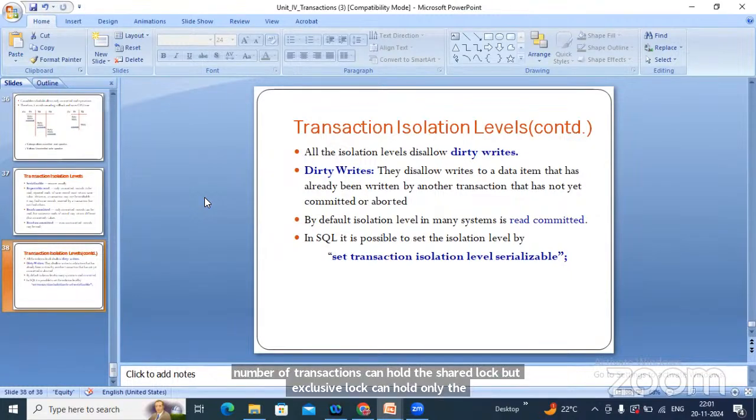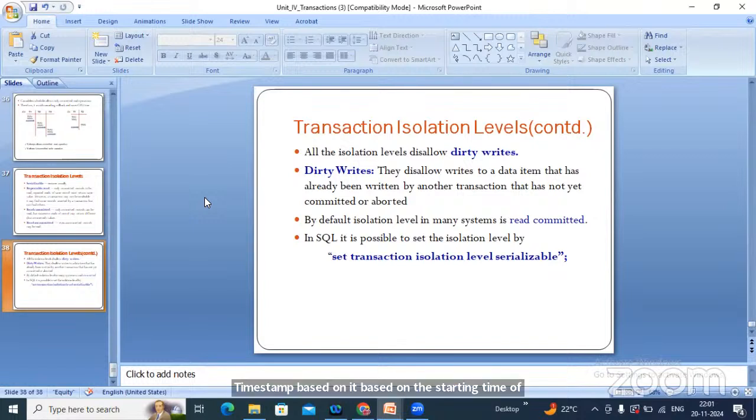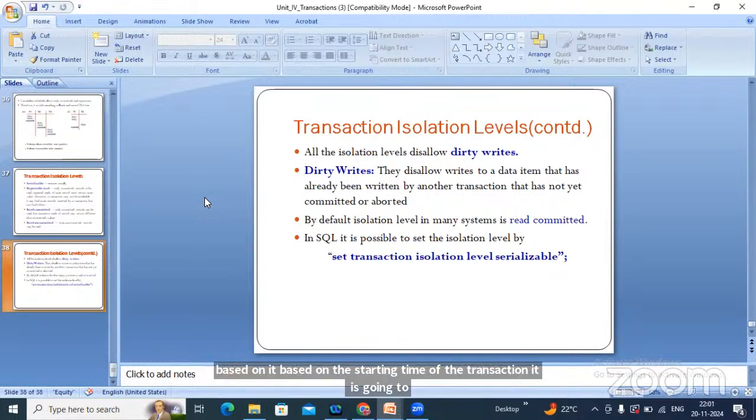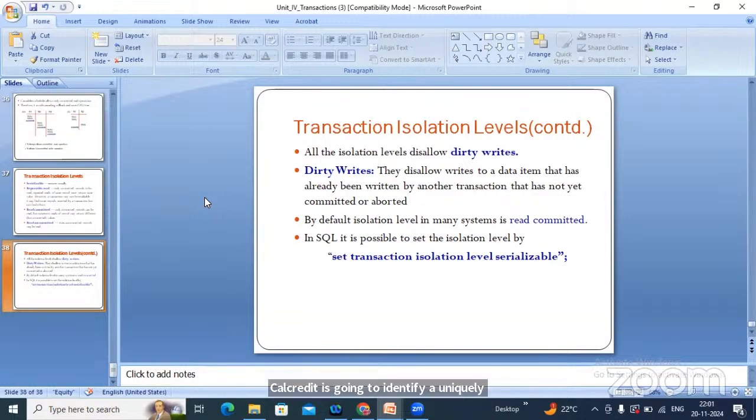Timestamp-based means it is calculated based on the starting time of the transaction, and it identifies each transaction uniquely. Timestamp values are of two kinds: read timestamp and write timestamp. Next, operations and B plus tree, including insertion and deletion. I will close in 5 minutes.